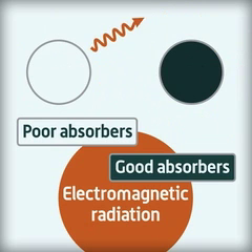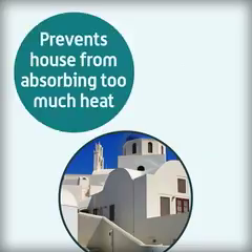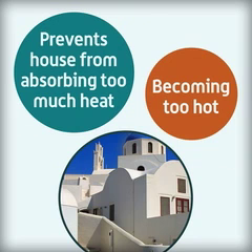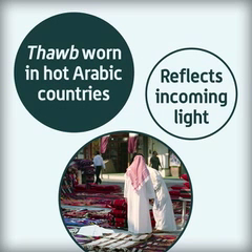The same is true for absorption. A black object will absorb more thermal radiation than a white one. This is why houses in hot climates are often painted white. This prevents the house from absorbing too much heat and becoming uncomfortably hot. The thobe or dishdasha that is commonly worn in hot Arab countries is bright white and reflects a large percentage of the incoming light.